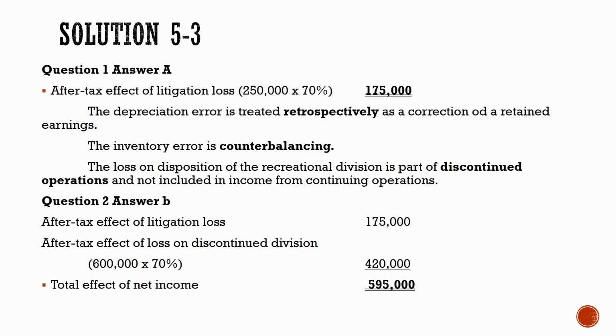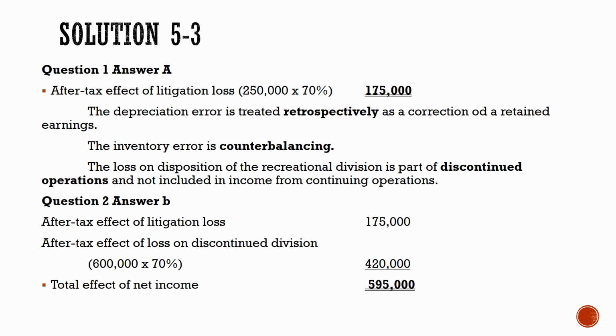Pero may mas madali namang paraan sa pagkuha ng mga after-tax. Since 30% ang income tax rate ay ibabawas lamang natin siya sa 100% para makukuha ng 70% na siya naman nating imumultiply sa litigation settlement na 250,000. So 250,000 times 70% ay makakakuha tayo ng sagot na 175,000. Paliwanag ko na din na yung error sa inventory is a counterbalancing. Tapos yung loss on recreational division naman ay part ng discontinued operations and not included in income from continuing operations.